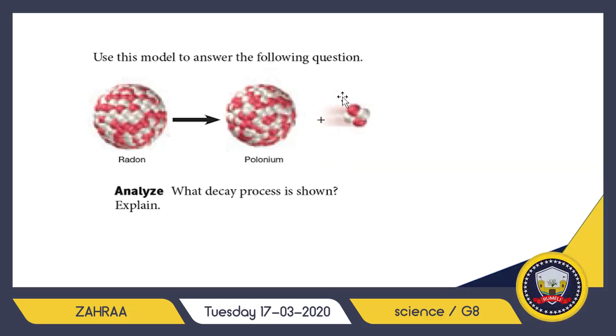So what is the particle here, guys? Do you remember? Yes, this is an alpha particle that is made up of 2 protons and 2 neutrons. After the radon emits this alpha particle, it will convert, as we said, into a new element called polonium. So the decay process shown in this diagram represents alpha decay.